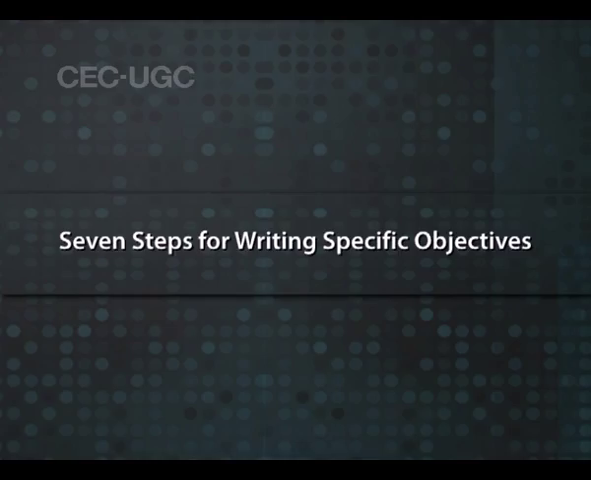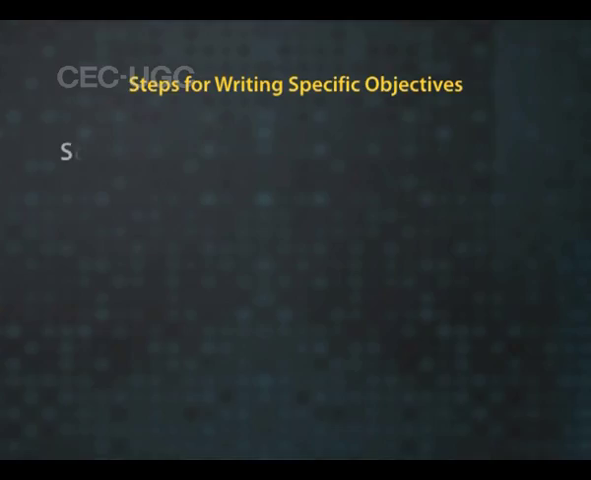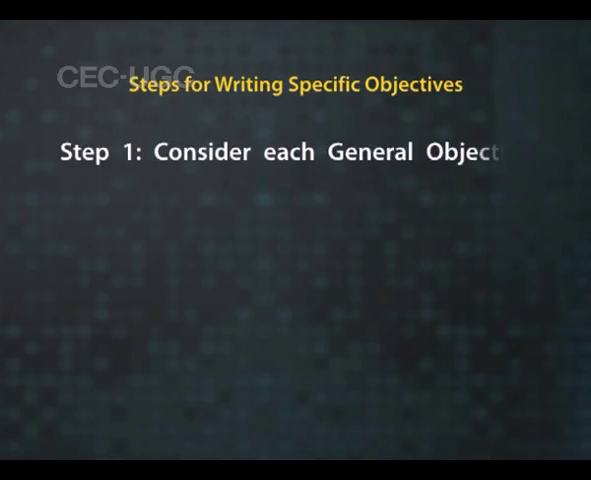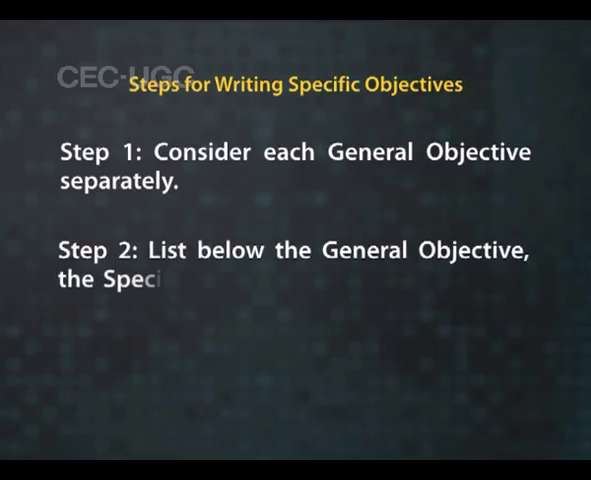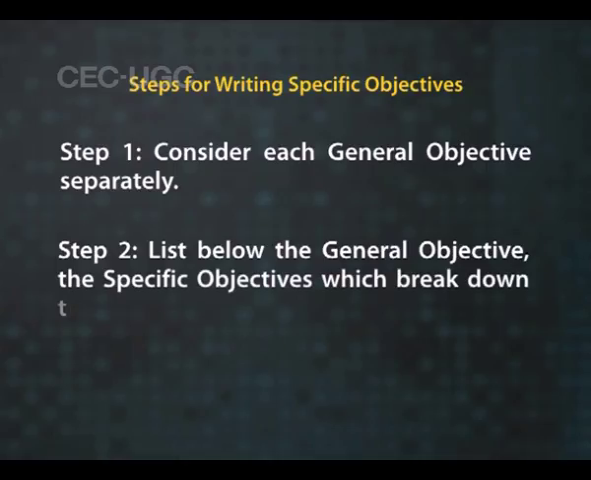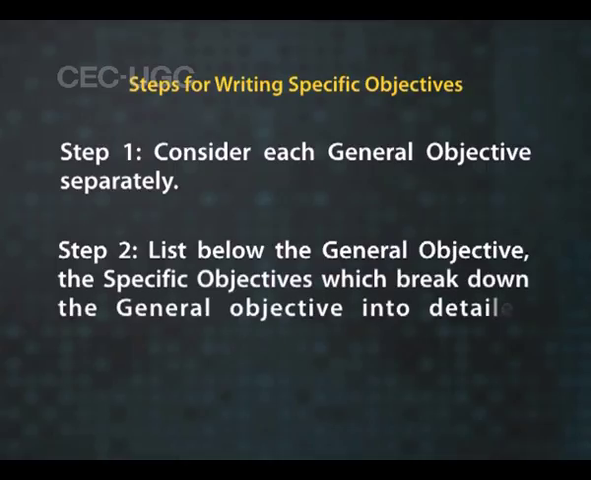Seven steps for writing specific objectives. Step 1. Consider each general objective separately, for which you have to derive the specific objectives. Step 2. List below the general objective the specific objectives which break down the general objective into detailed learning outcomes. Each specific objective describes the terminal performance, the final behavior which students are to demonstrate when they have achieved the objective.